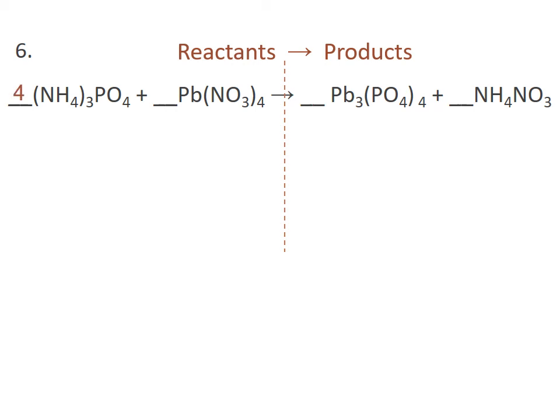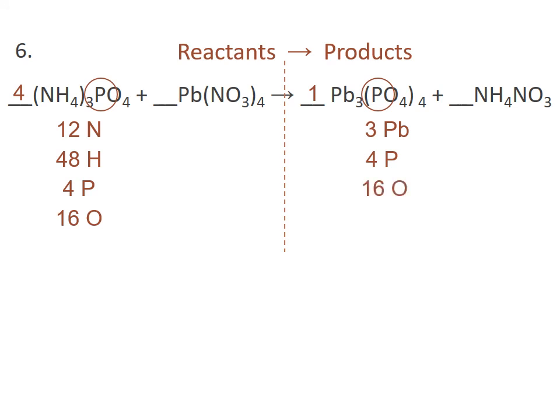When I place a 4 in front of the ammonium phosphate, that gives me 12 nitrogen, 48 hydrogen, 4 P's, and 16 O's. Again, I will balance out the phosphorus. Since I have 4 P's on the left, I will need 4 P's on the right. And I will place a 1 in front of that formula to give me 4 P's. When I place that 1 there, that means that formula now has 3 Pbs and 16 oxygen.